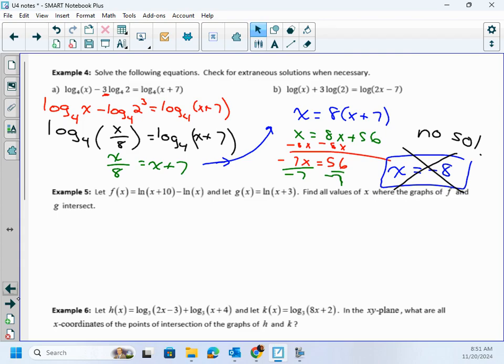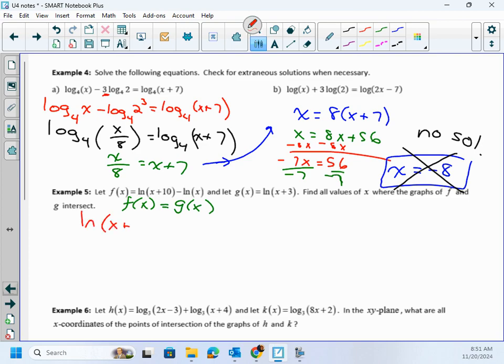Now here's example 5. Example 5 is worded differently. Example 5 says, let f of x equal the natural log of x plus 10 minus the natural log of x, and g of x equal the natural log of x plus 3. Find all the values where f and g intersect. If they intersect, that means they're equal to each other, so let's set them equal to each other. So f of x has to equal g of x, or the natural log of x plus 10 minus the natural log of x equals the natural log of x plus 3.